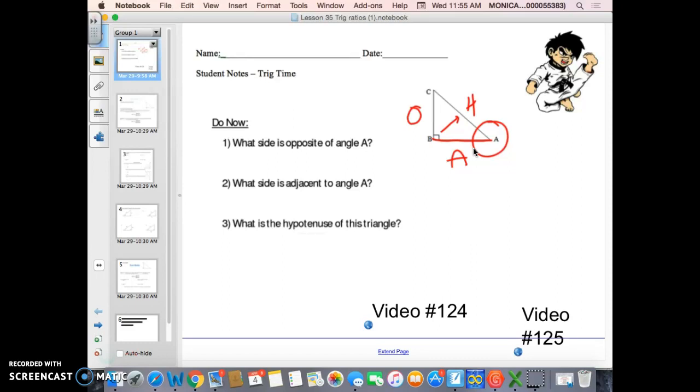So if I say which side is opposite of angle A, well, a side is going to have two letters, so you could either say CB or BC. What side is adjacent? Well, adjacent means next to angle A, so that's BA, or you could say AB. And then it says, what is the hypotenuse? Well, the hypotenuse we labeled as CA, or you can call it AC. All right, so that is our warm-up for today.